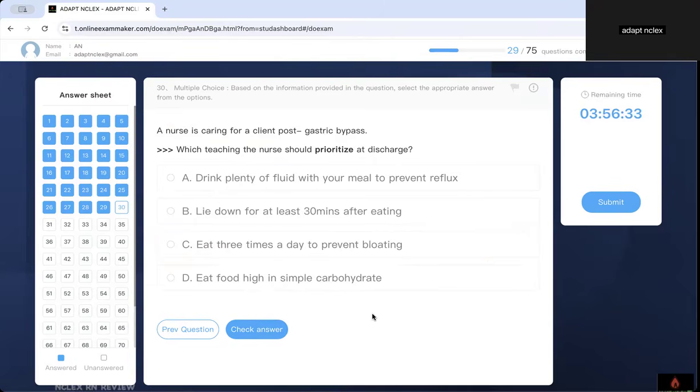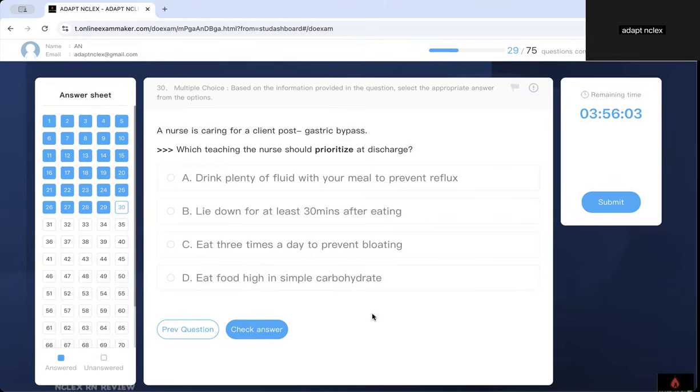Gastric bypass. Before you answer the question, find out what you need to do. Come up with your content and use it. I keep on saying that. Don't answer the question yet. Gastric bypass, what should be your number one? Write it down: dumping syndrome, dumping syndrome, dumping syndrome. In the NCLEX, they're going to ask you about dumping syndrome. Therefore, what should you prioritize? Dumping syndrome. Drink plenty of fluid with your meal to prevent reflux.